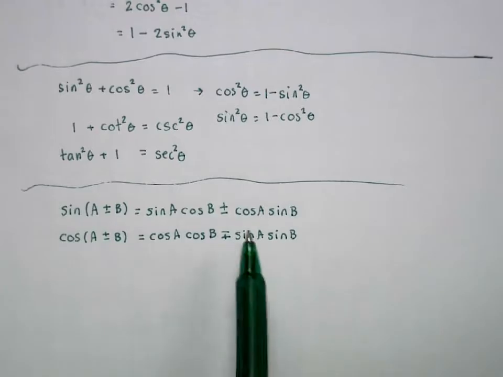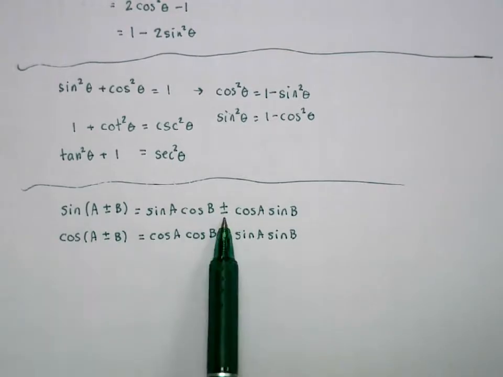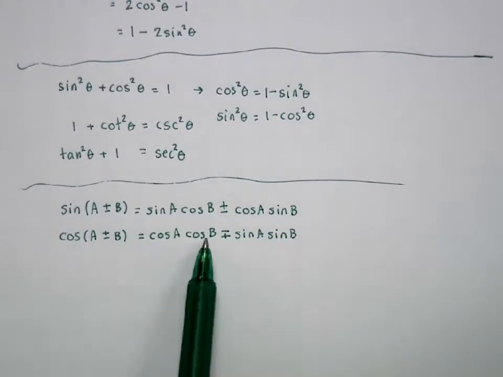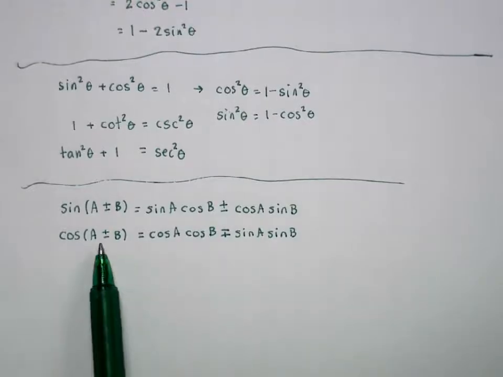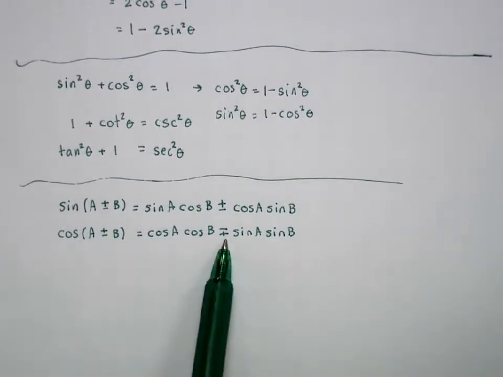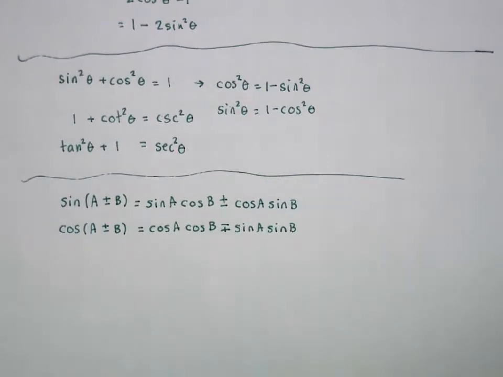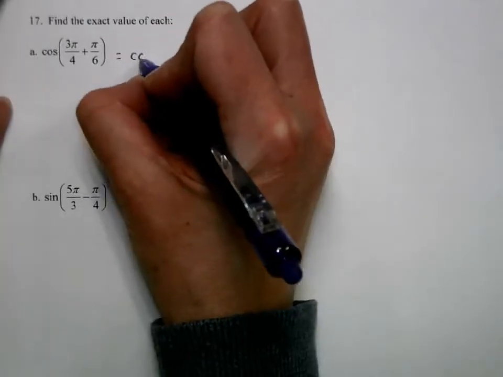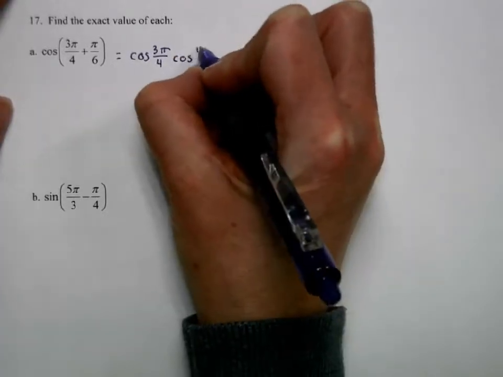For cosine, it's going to be cosine A, cosine B, minus plus sine A, sine B. So if this is a plus on this side, it's a minus over here. If this is a minus, this becomes a plus. Right, so with cosine, it starts cosine, cosine, cosine. So this will be cosine 3 pi over 4, cosine pi over 6. Since this is a plus, for the cosine identity, that's a minus. And then it's going to be the sine of those two angles.